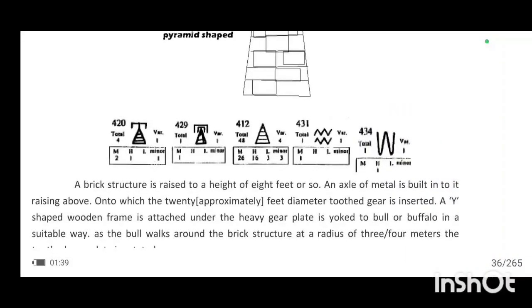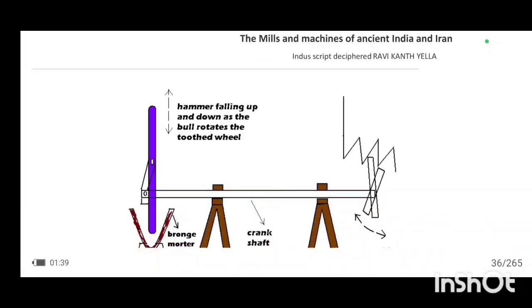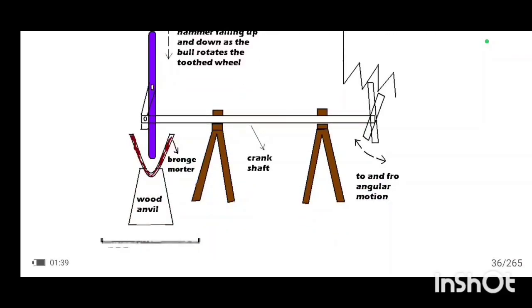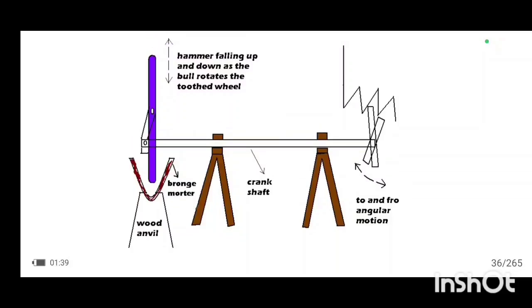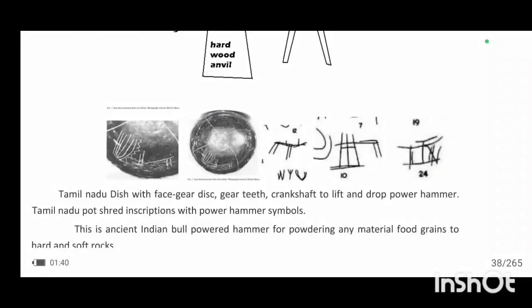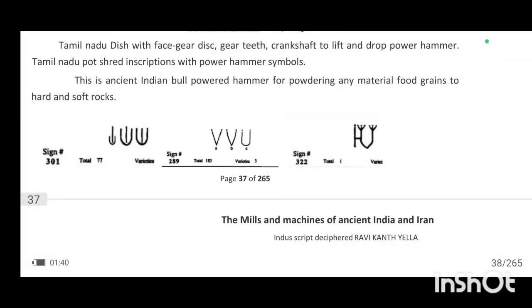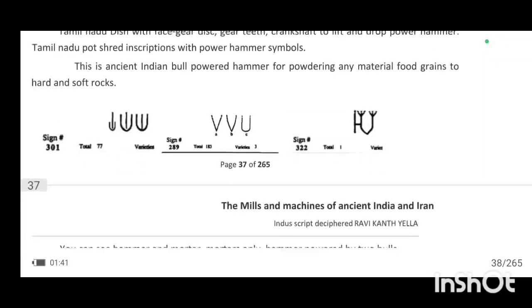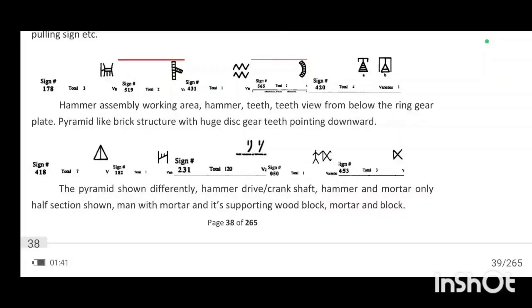These sawtooth on the pyramid shaped structure are causing reciprocatory motion in that horizontal shaft. The pestle is rising and falling from another view. These are Tamil Nadu symbols for the same hammer. These are Indus Valley symbols for the same hammer. These are some more symbols arising out of that mortar pestle power hammer.